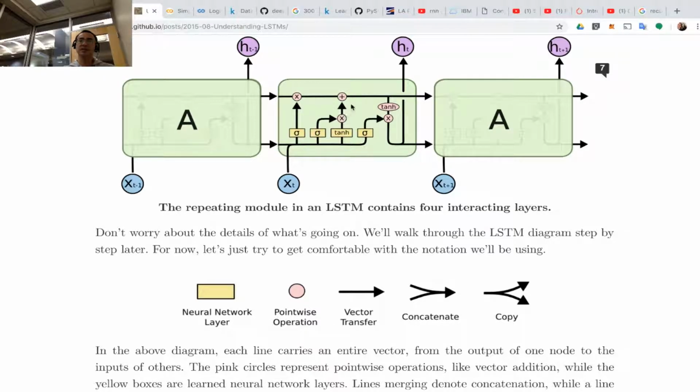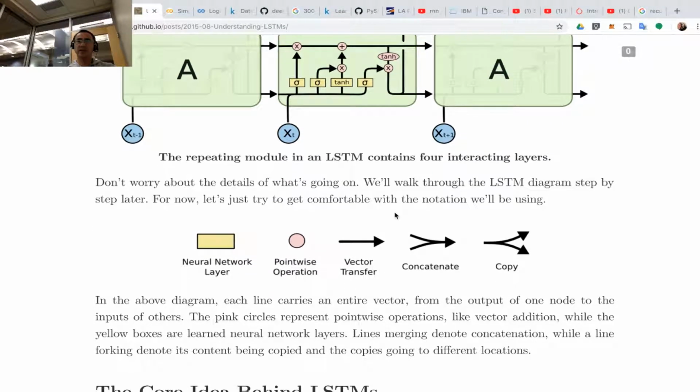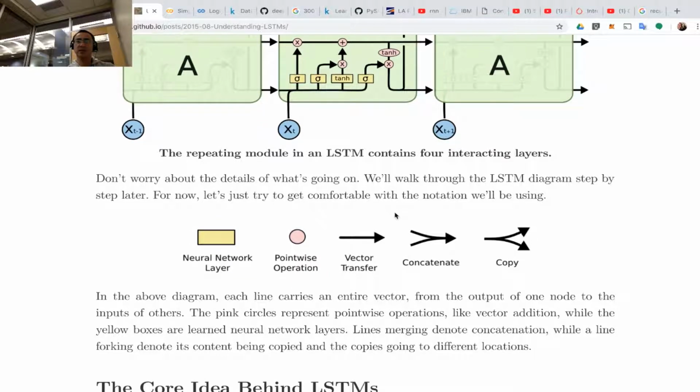Okay. Yoo-hoo. Okay. Yeah, the one I don't understand.